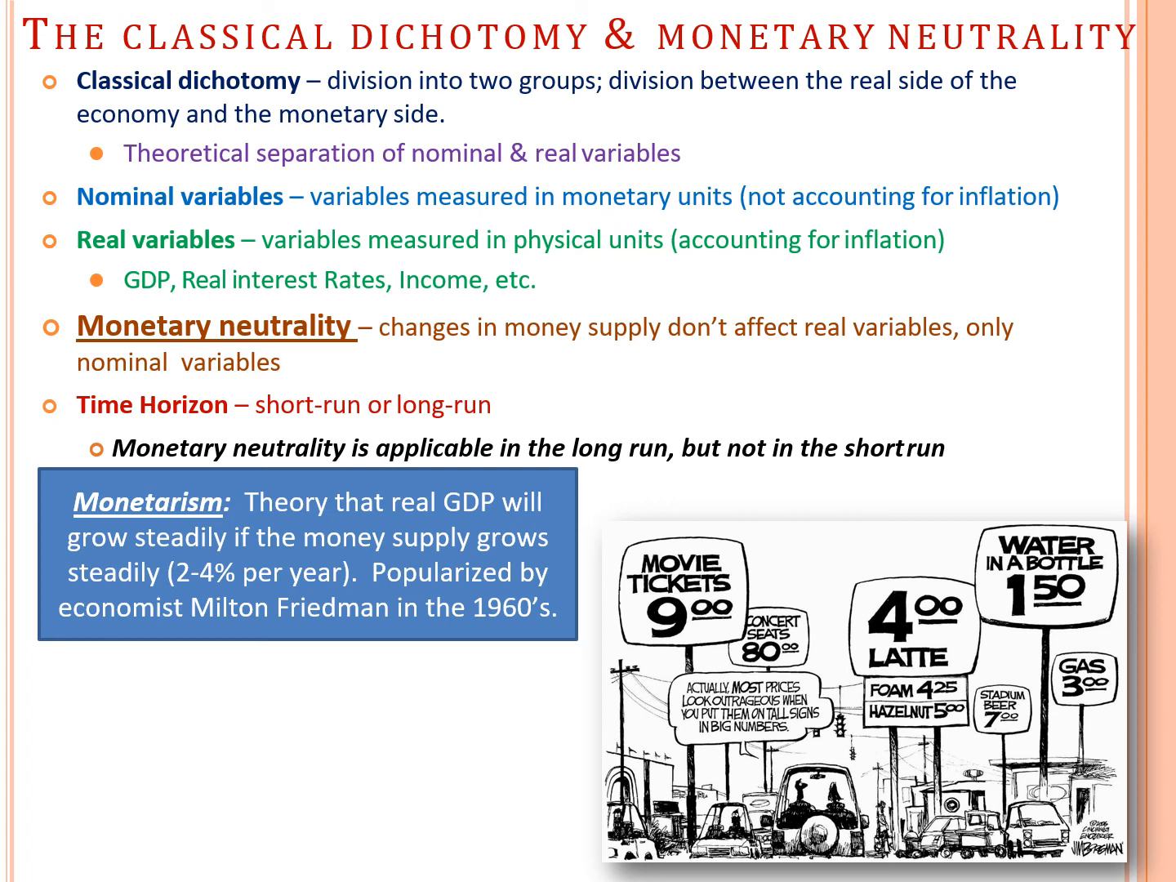So, for example, if the money supply grows by 2%, maybe 3% a year, GDP is also going to grow by about the same amount. And so this is, I guess you could say, the philosophical foundation of monetary policy. So make sure you know monetarism is associated with Milton Friedman, and it's just the idea that if we want to stabilize the economy, we've got to stabilize the money supply.